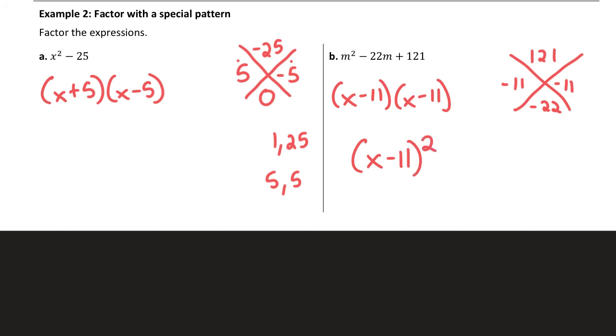So that is factored completely. That is as far as I can go. But just remembering, numbers that add to be the middle term and multiply to be the last term. Takes a little bit of practice to get used to how to factor these.